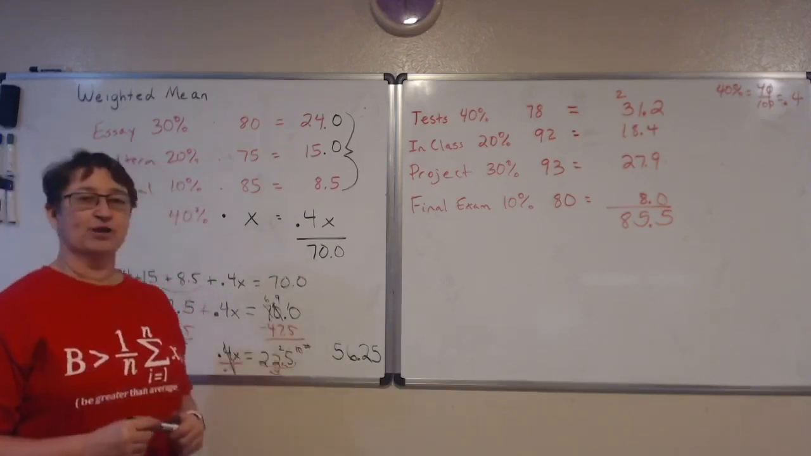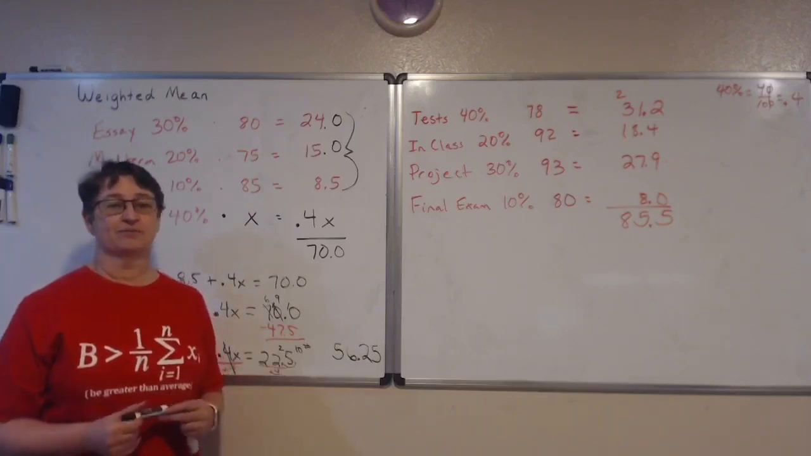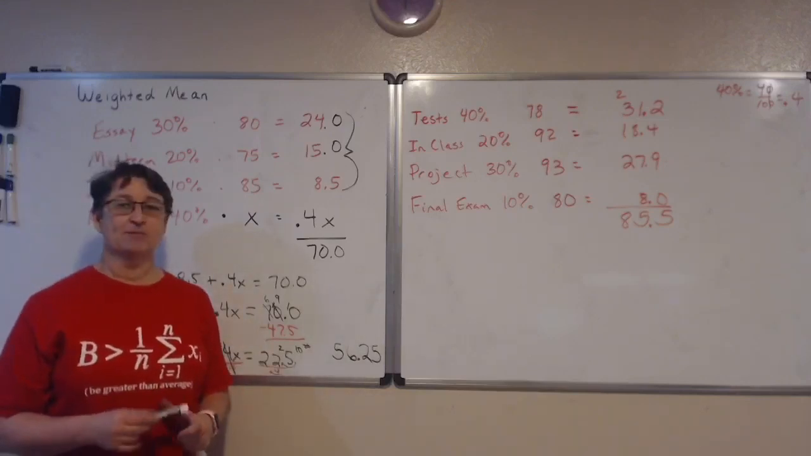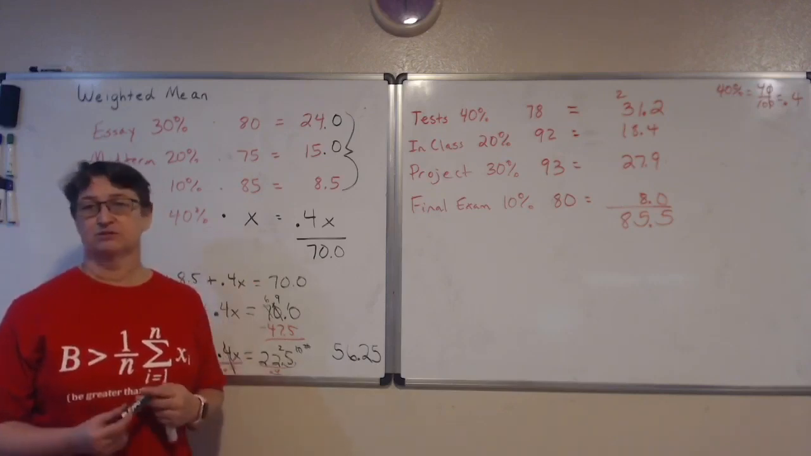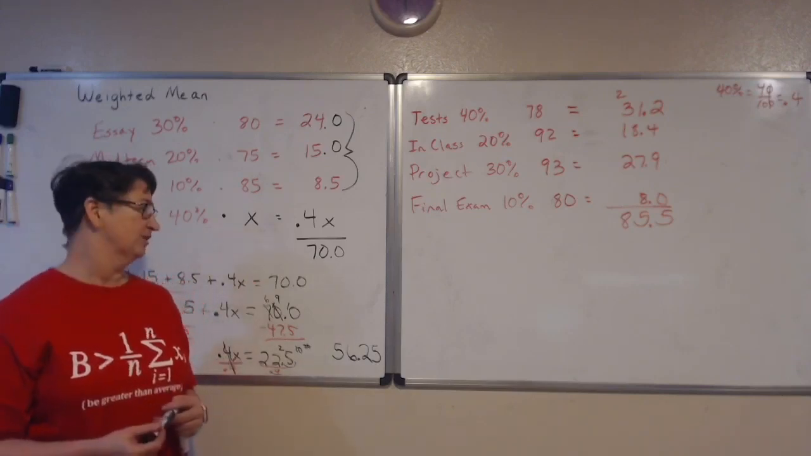What would change if I wanted to make a B in the class? If I wanted to make a B, how would this change? There's only one little change that I make. What is it?